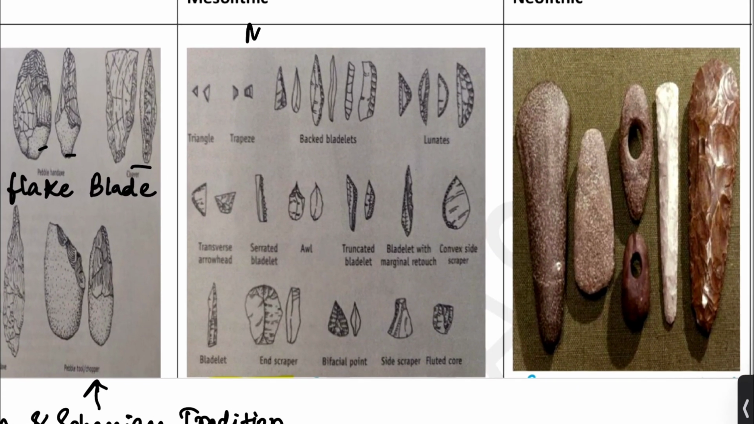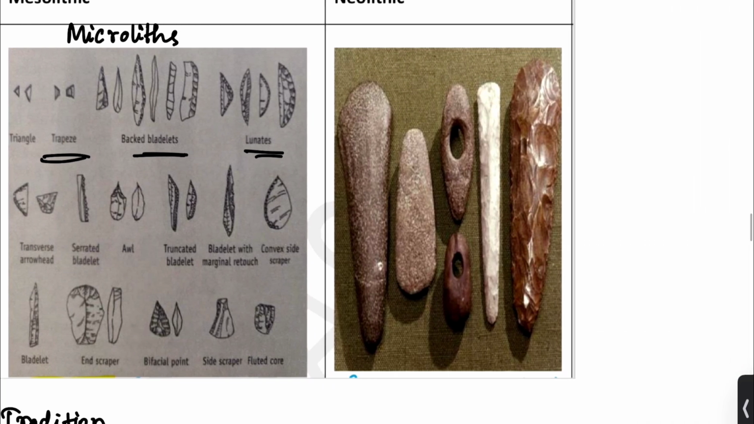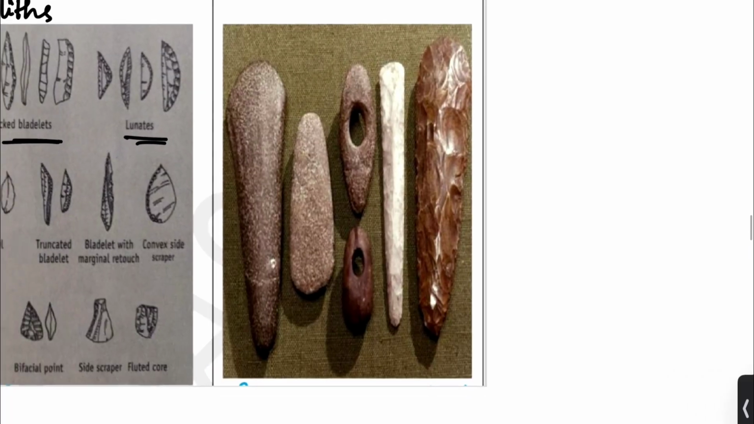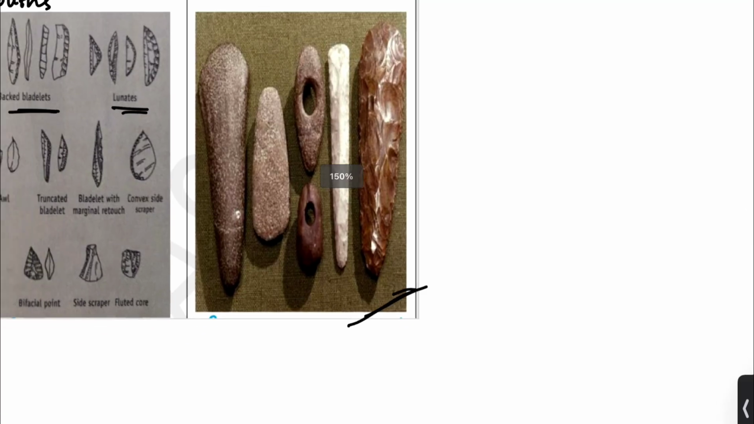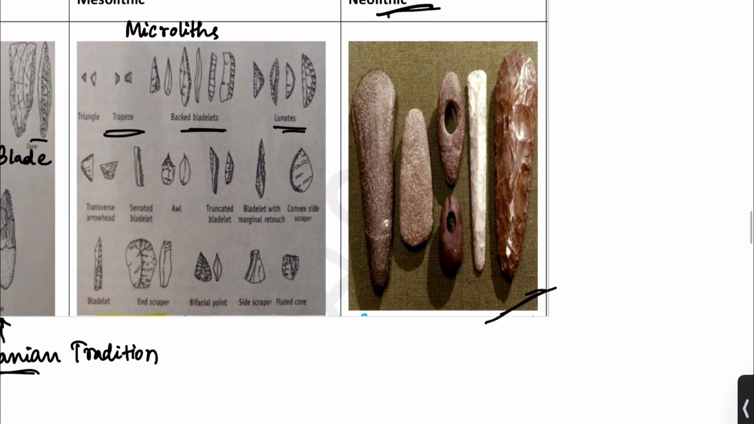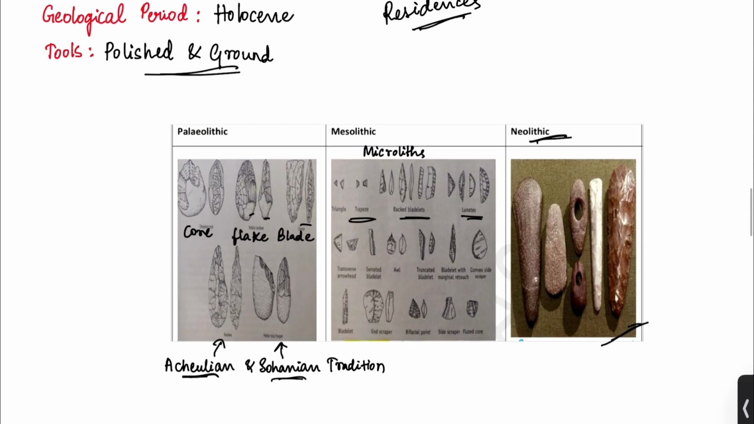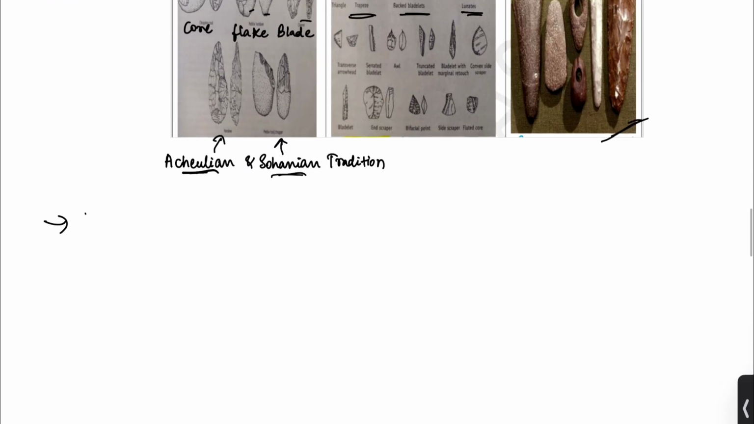In the Mesolithic we see microlithic tools. Microlith means tiny, small and tiny stone tools. In the Neolithic we said here polished and grounded tools like this, heavily polished and grounded tools in the Neolithic age. In the Neolithic age, there was agricultural surplus and they initiated pottery. Initially they were handmade and then they were made on wheels.